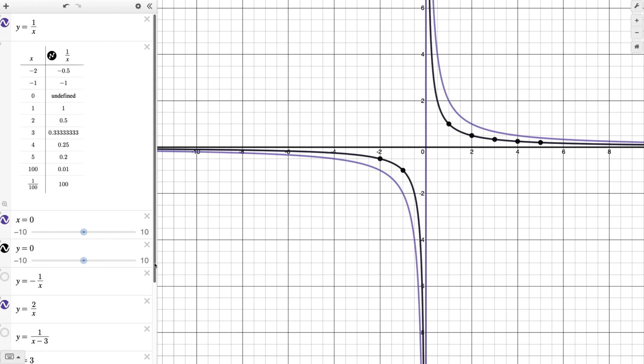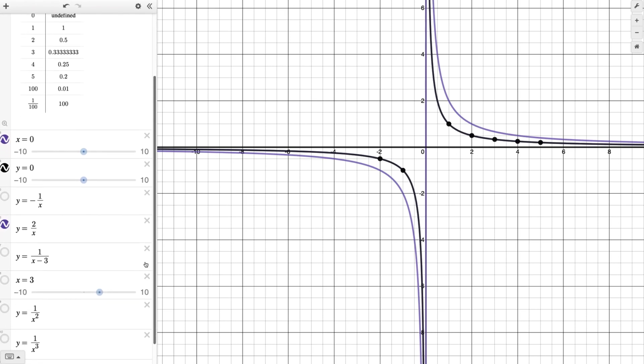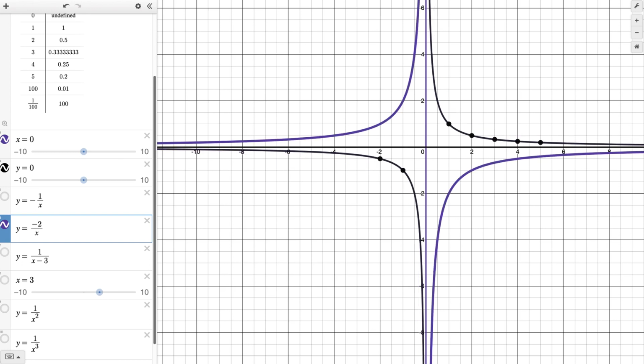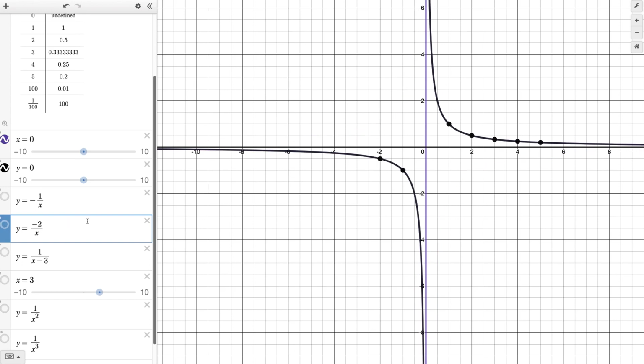So multiplying it by that positive constant went ahead and just stretched it a little bit. Now I could actually combine these and put a negative 2 out front, and then that would do what? That would reflect it and stretch it, okay? All right, well, let's take that off there. I'm not interested in that anymore.